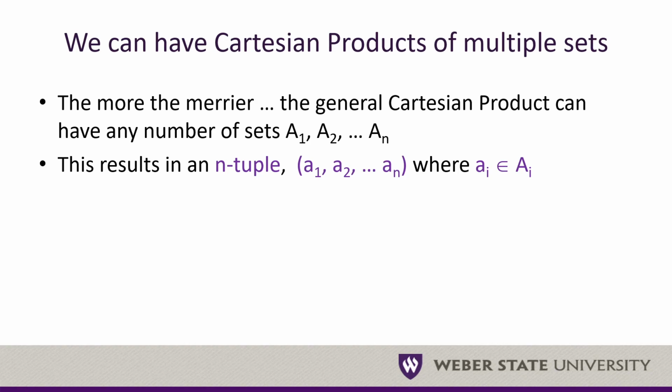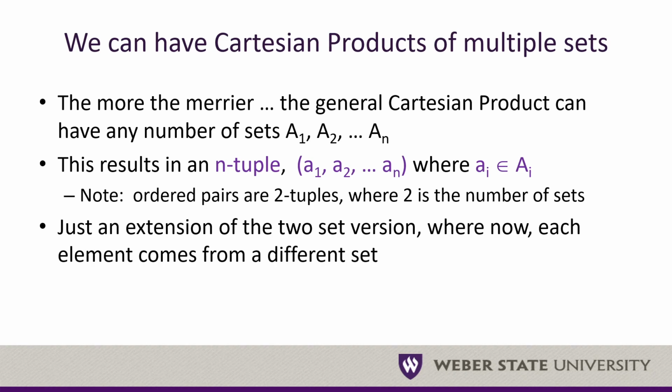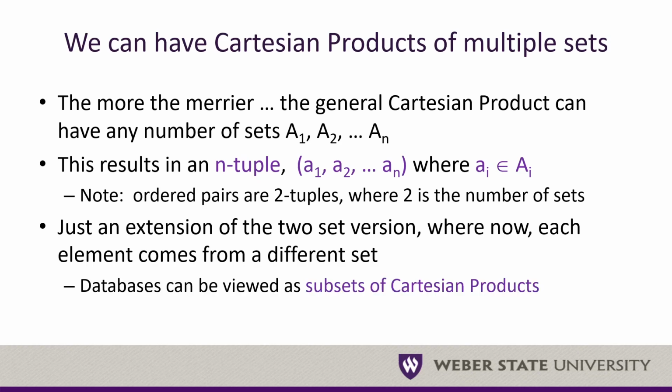Well, it just means that the first one's from the first set and the second one's from the second set, and we let it go that way. We don't try and list them out. 27 things written down is painful, especially in a classroom. Ordered pairs by definition would be a 2-tuple. 2 happens to be the number of sets, and an n-tuple is n things. And not too much else here.